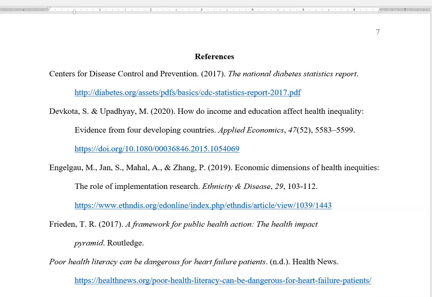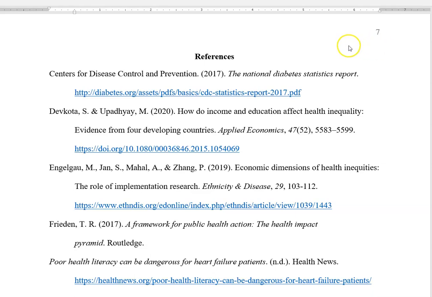The last part of your documentation is the references page. The references page should look something like this. It will continue the pagination from your paper. So this would have been like the last page of the paper was page 6. You'll start at the top of a new page if you need to put in a page break, so you start at the very top of the next page.